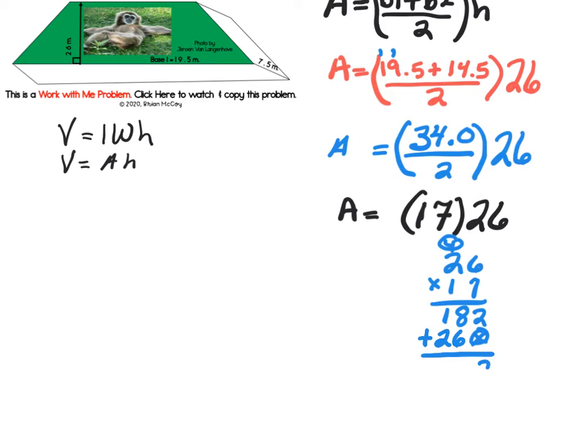2 and nothing is going to give you 2. 8 and 6 is going to give you 14. Drop the 4, carry the 1. And then 1 plus 1 is 2, plus 2 is also going to give you 4. And right there is the area of the trapezoid up here. So 442 is the area that we'll plug in over here in our formula for volume.